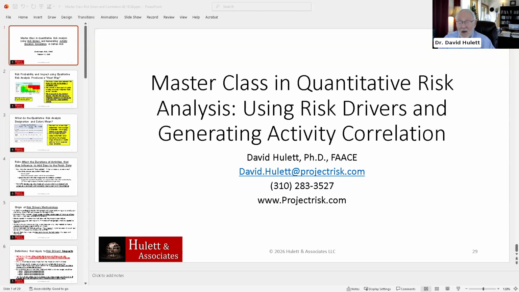So I think that's the kind of thing that you'd want to be able to handle. I think risk drivers makes it much easier to handle. You may have situations where the systemic risk is a deal breaker.